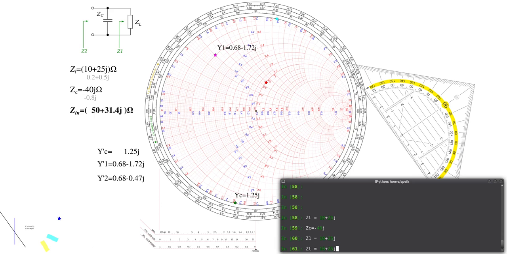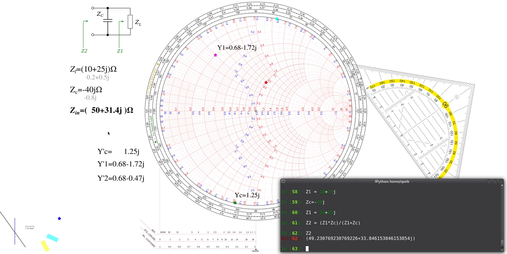So I'm now putting the two together. I get Z2, and Z2 is 49.33.8 ohms, and for my Smith chart, I calculated 50 plus 31.4J. So we are very close, actually. That's how you put two impedances in parallel.